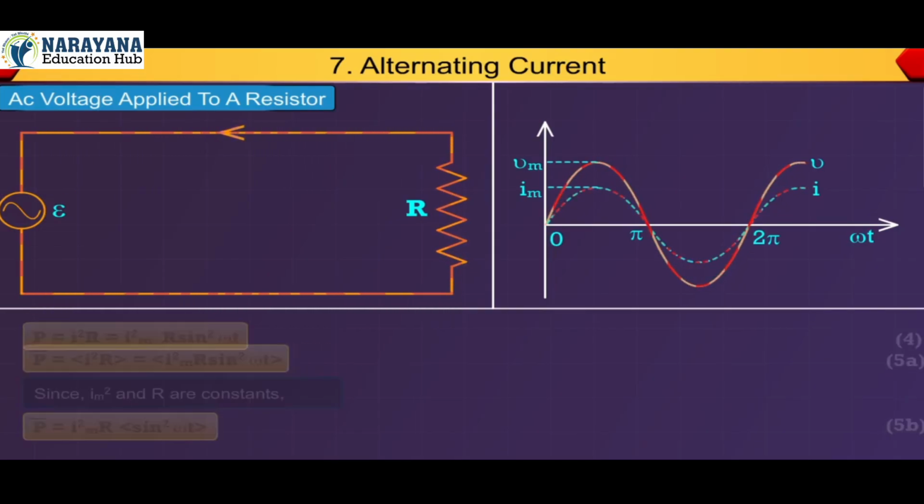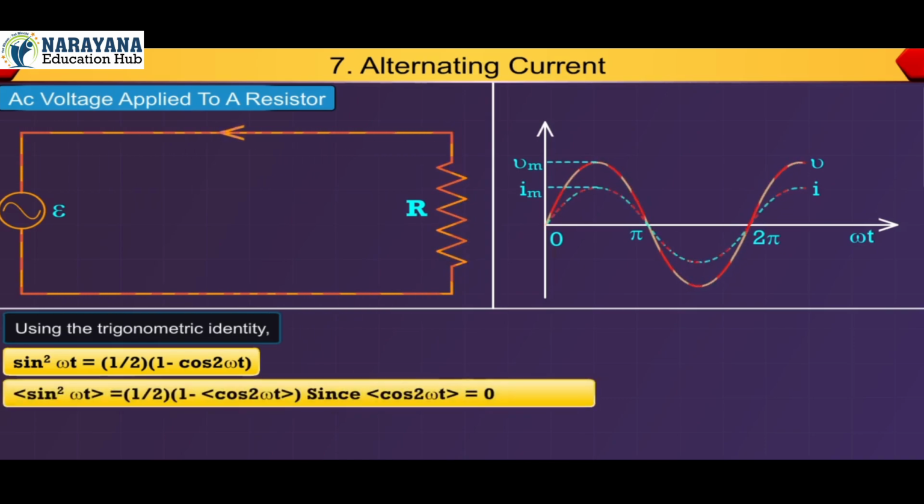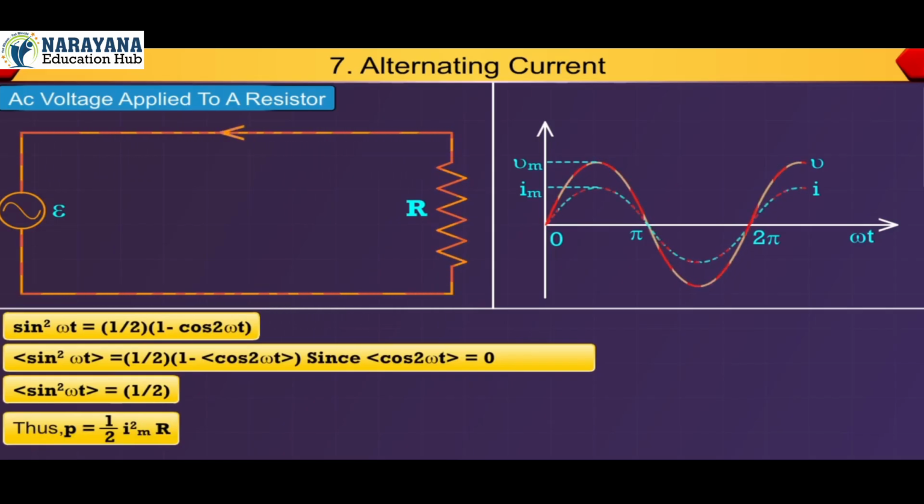Using the trigonometric identity sin²ωt = 1/2 (1 − cos 2ωt), we have ⟨sin²ωt⟩ = 1/2 (1 − ⟨cos 2ωt⟩). Since the average of cos 2ωt is equal to 0, we have ⟨sin²ωt⟩ = 1/2. Thus, P̄ = 1/2 Im²R, equation 5c.